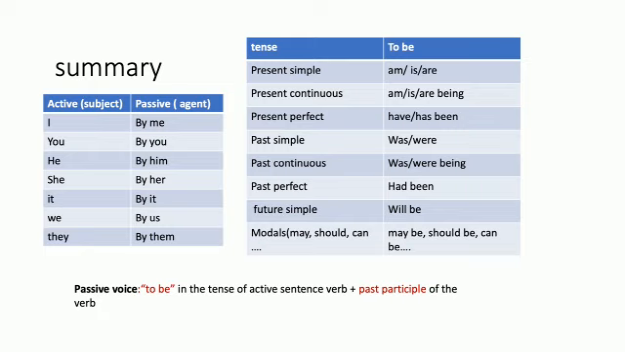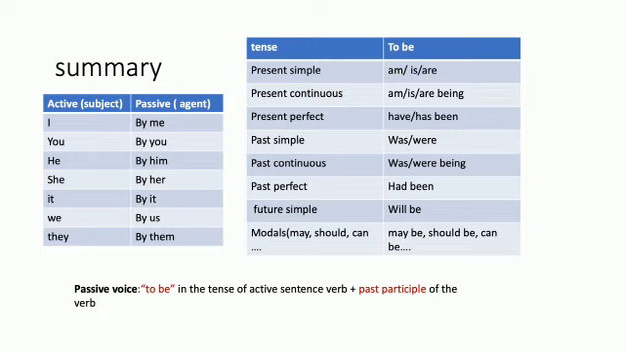So I becomes by me, you by you, he by him, she by her, it by it, we by us, and they by them. These are the personal pronouns from active to passive. So we can't say "by I" or "by he." Here it becomes by me, by him.